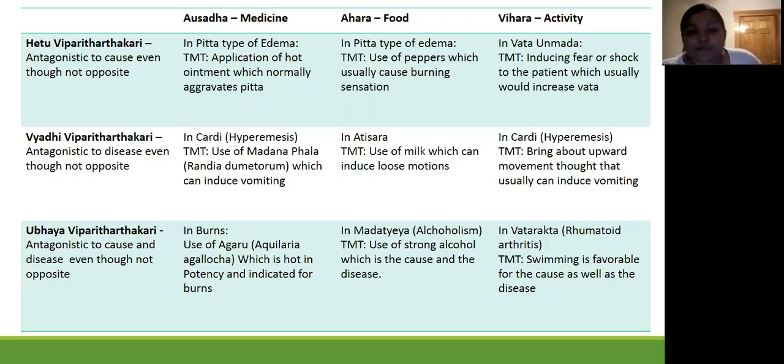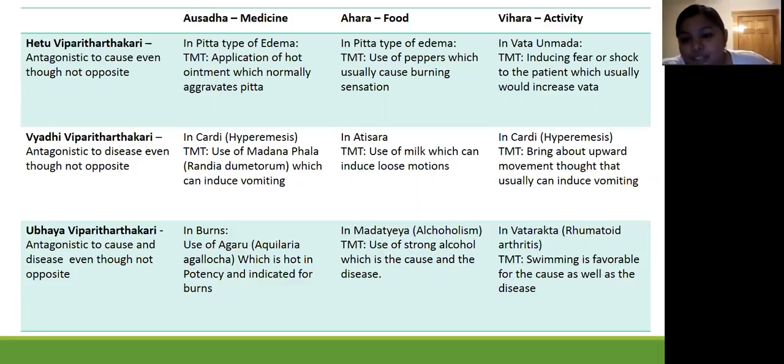Next is a food that works against the disease. In Atisara, there is also indication of milk. Okay, indication of use of milk. And typically, again, milk is something that would induce loose motions. So why would you want to use something that usually induces loose motions in a condition where you already have loose motions? But this, again, if used appropriately in the particular stage where it is indicated, it can actually help to pacify the disease.